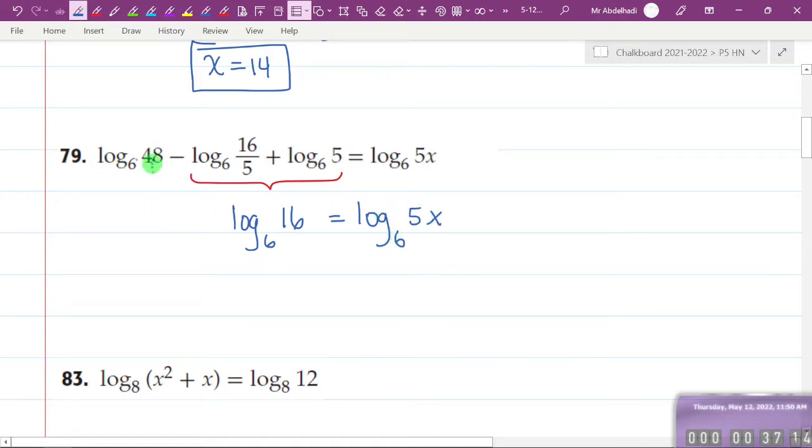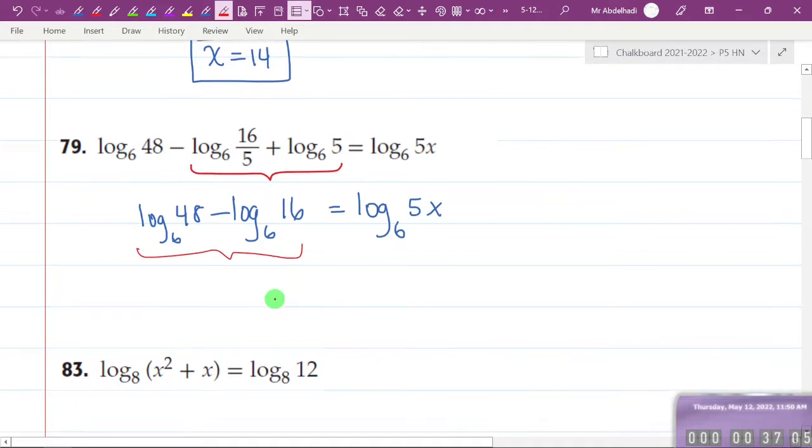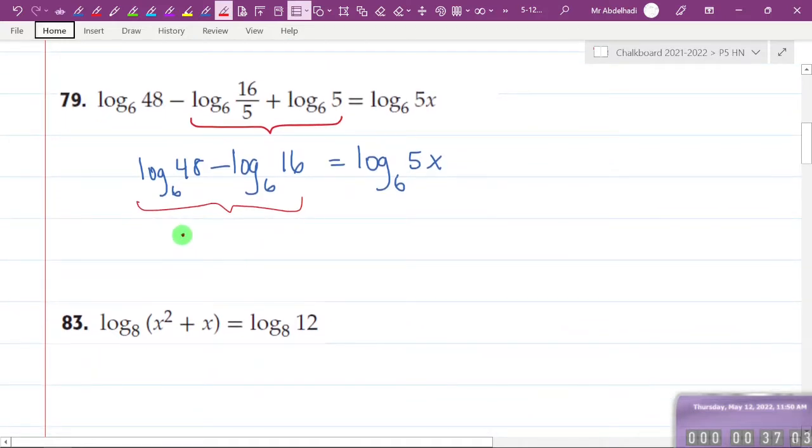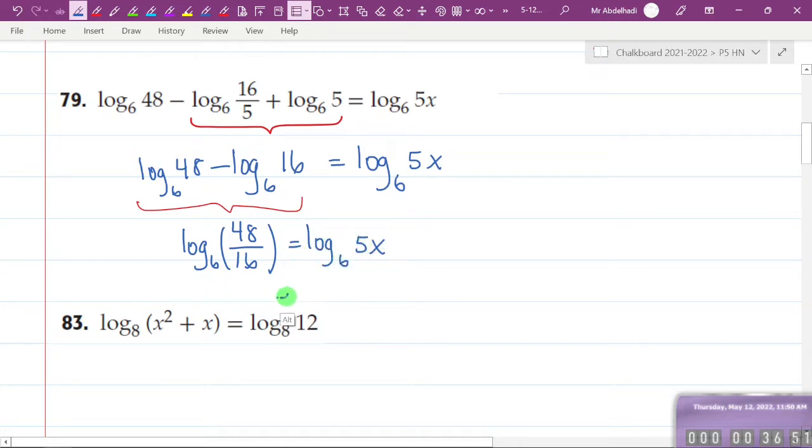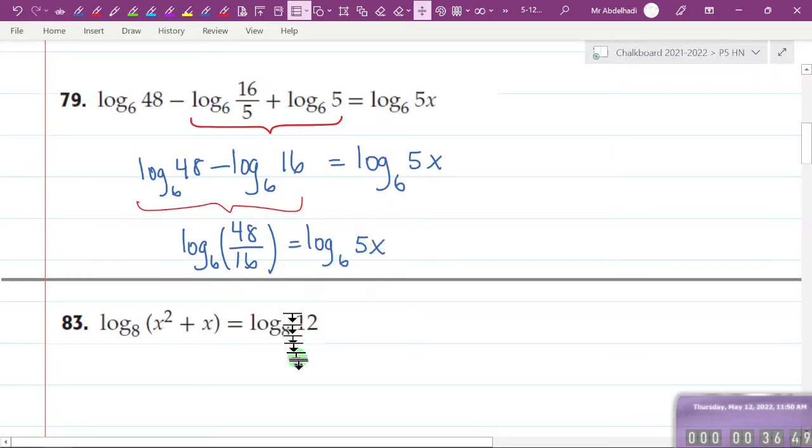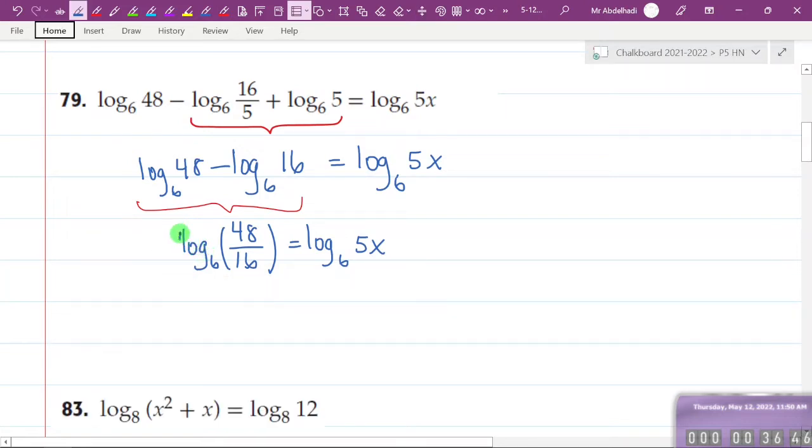And now I still have the log base 6 of 48 minus that. So now that I've taken care of that, I can do the quotient here, this quotient rule right here, and I'll get log base 6 of 48 over 16. And what is 48 over 16? 48 divided by 16 is 3. So when I drop the logs here, I get 3 equals 5x. And flip that around and divide by 5, I get x equals 3/5.